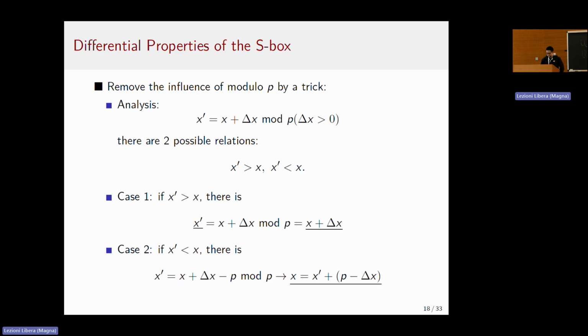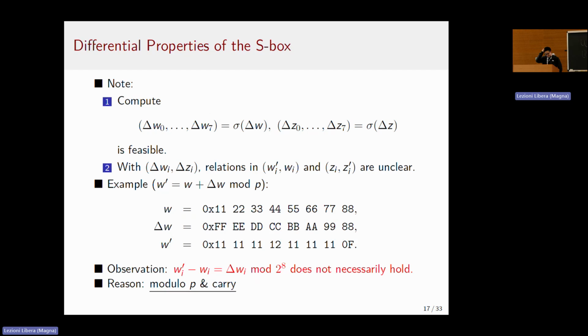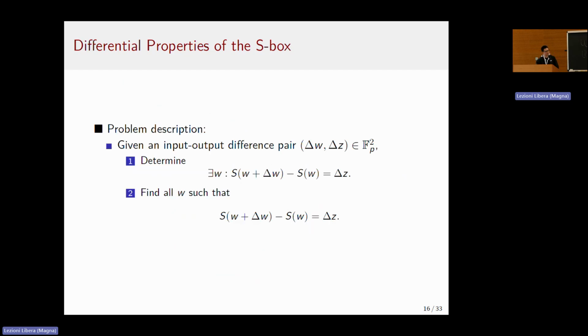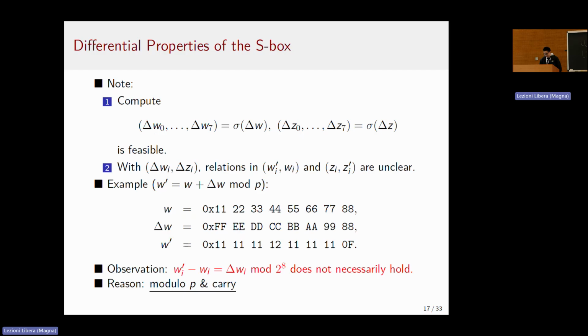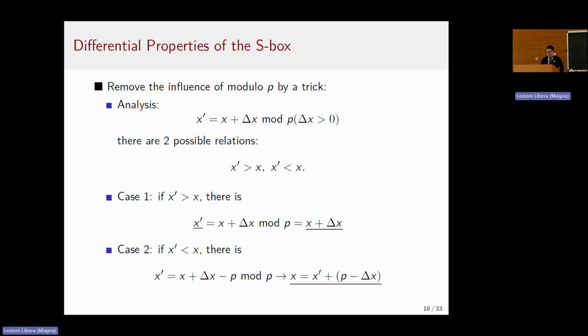So to solve this differential equation given delta W and delta Z, we first try to remove the influence of the modulo p operation with a simple trick. Let us consider x' equals x plus delta x, where x', x, delta x are all smaller than p. Then there are 2 possible cases.